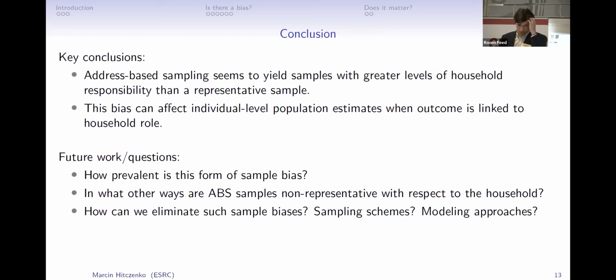I think some questions to think about are: how prevalent is this sample bias? Are there other types of similar intra-household biases that come about in address-based sampling? And then, of course, if so, how can we eliminate such biases? Can we do something which changes the way we make selections, or are there maybe modeling approaches? So yeah, that's it.